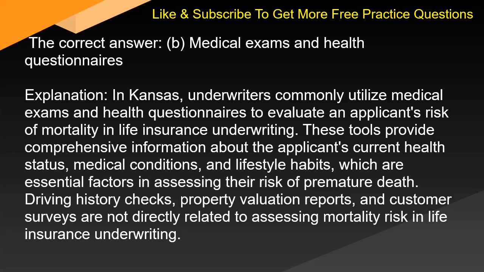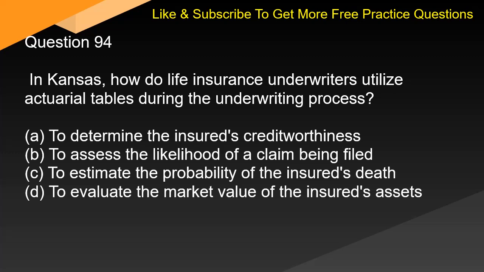Driving history checks, property valuation reports, and customer surveys are not directly related to assessing mortality risk in life insurance underwriting. Question 94. In Kansas, how do life insurance underwriters utilize actuarial tables during the underwriting process? A. To determine the insured's creditworthiness. B. To assess the likelihood of a claim being filed. C. To estimate the probability of the insured's death. D. To evaluate the market value of the insured's assets.